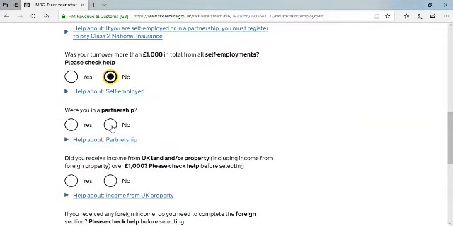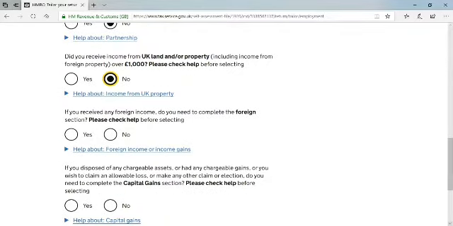Were you in a partnership? Again, no, all our trade is being done via the limited company. Did you receive any income from UK land or property? If anyone has any rental properties, this is where you would declare it. You would select yes, and it will generate the section for that. In this case, we're doing a very simple return. I said I don't have any significant income other than my contractor limited company.